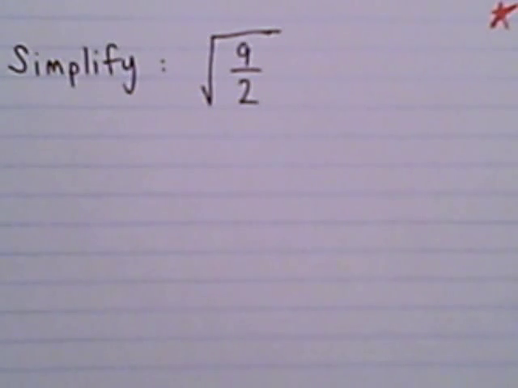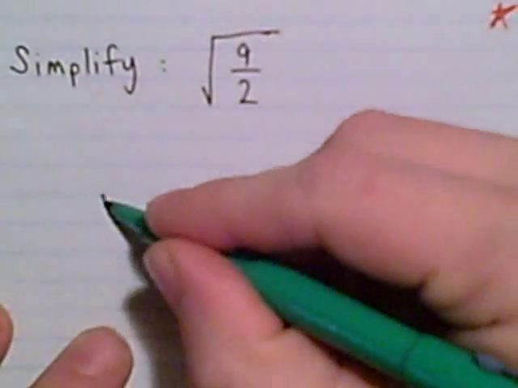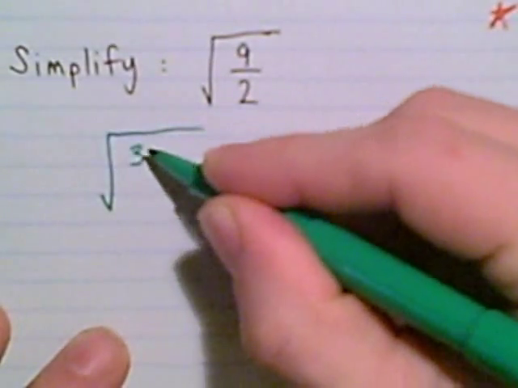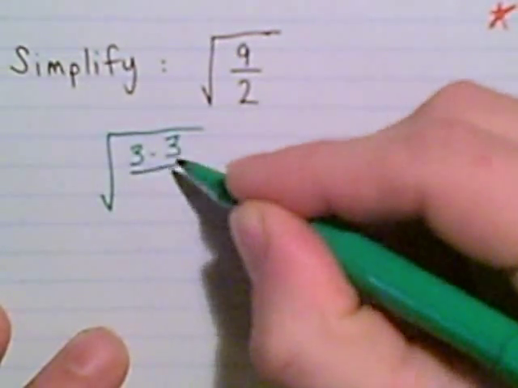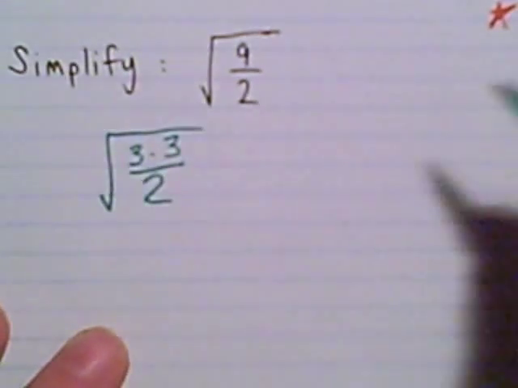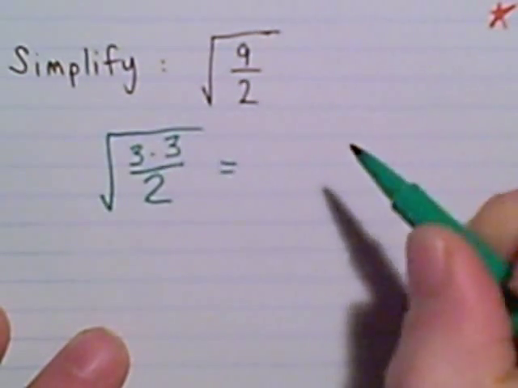Okay, another example using the same ideas. First, can I simplify this fraction, 9 over 2? And we cannot. So moving on, can I simplify the radical? We have a perfect square in the numerator. The 9 is 3 times 3. We have just 1, 2 in the denominator.